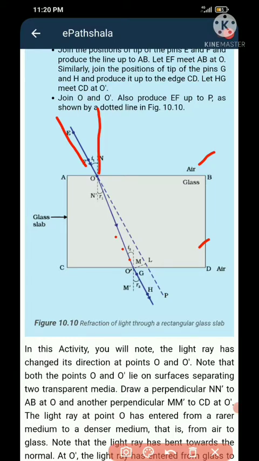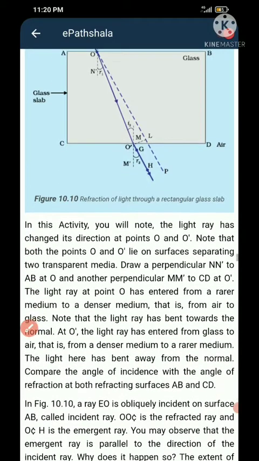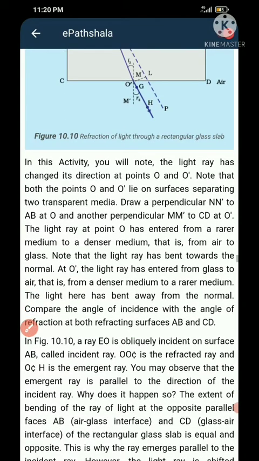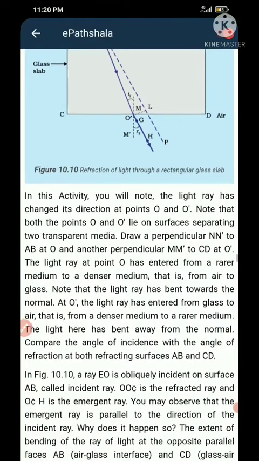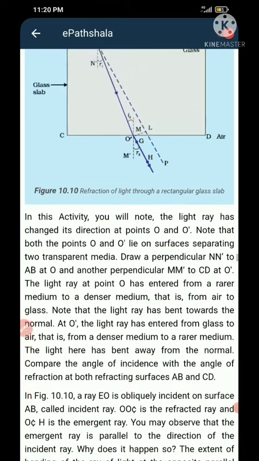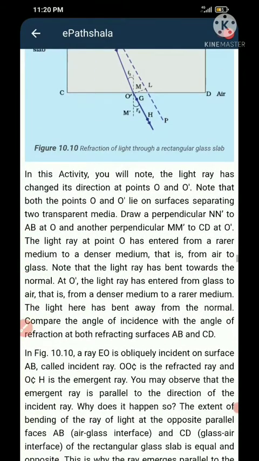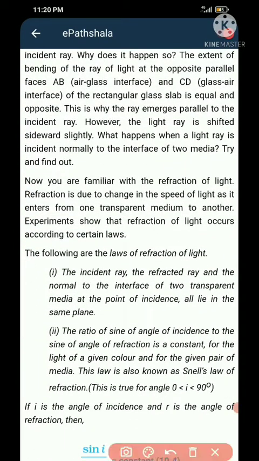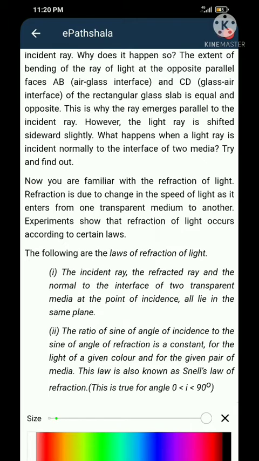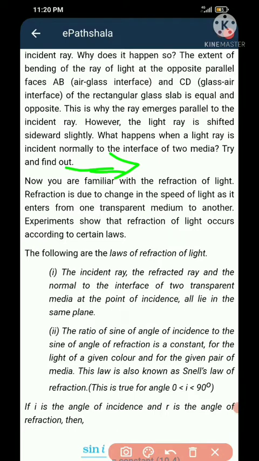Next is the representation of how we represent this properly, and all the notation is given. So now you are familiar with the refraction of light. Refraction is due to the change in the speed of light as it enters from one transparent medium to another.